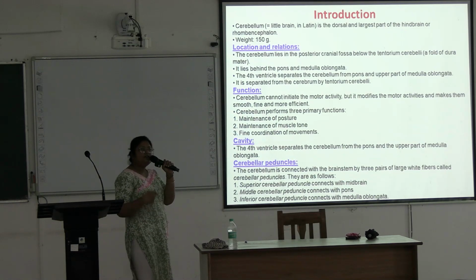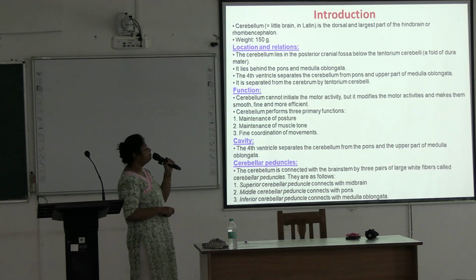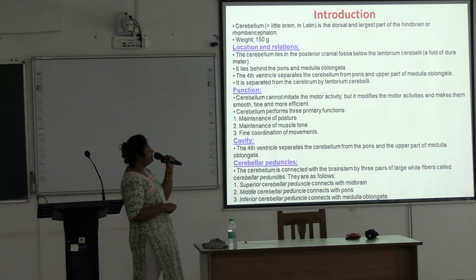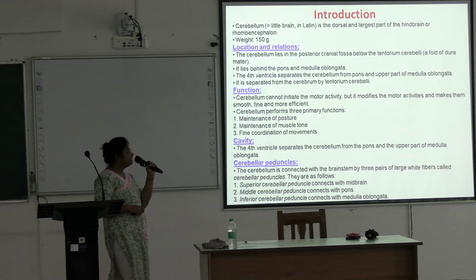What is the cavity of the cerebellum? The fourth ventricle separates the cerebellum from the pons and upper part of the medulla oblongata. So, fourth ventricle forms the cavity of the cerebellum.